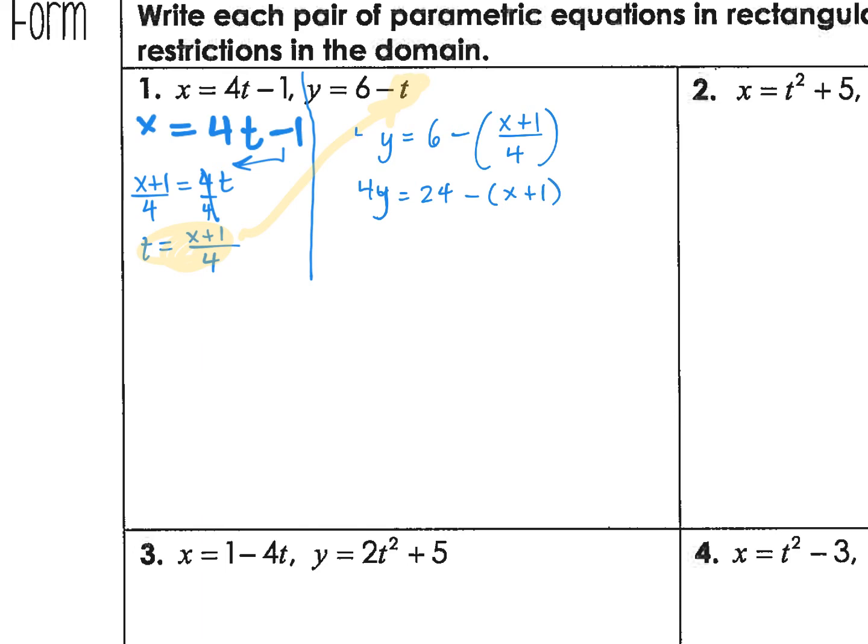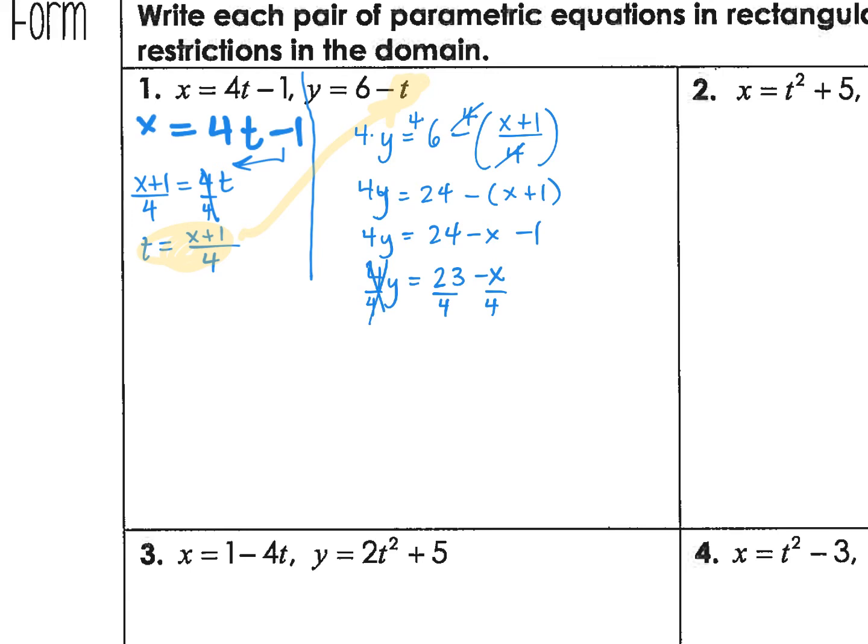Get it? Multiplied by 4, multiplied by 4, multiplied by 4, so this went away. It will divide back out again. I know most of you don't like working with fractions, so what's the problem? 4y equals 24 minus x minus 1, so we clean this up. 24 minus 1 is 23 minus x, and now we do what? Divide each thing through by 4.